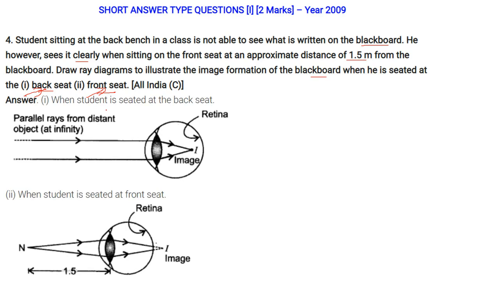So when the student is seated at the back seat, what is happening? These are the parallel rays which are coming, and the image is formed not on the retina but before the retina. Now when the student is seated at the front, what is happening? He is able to see approximately clearly when sitting on the front seat. So when he's sitting here, around 1.5 meters, he's able to see the image here because it is formed somewhat nearer to the retina.